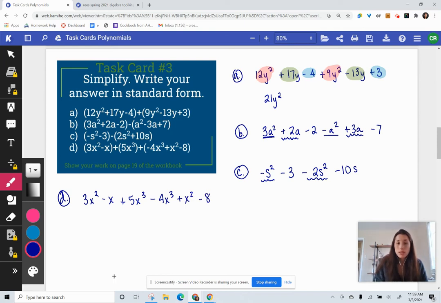So you're going to be combining like terms. I would say start with the highest exponent first, meaning we're going to start with the x to the third powers first. And then I would move on to x squared terms, then to the x term, and then to the -8.